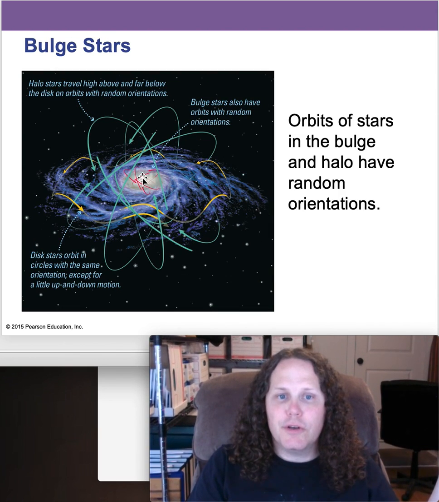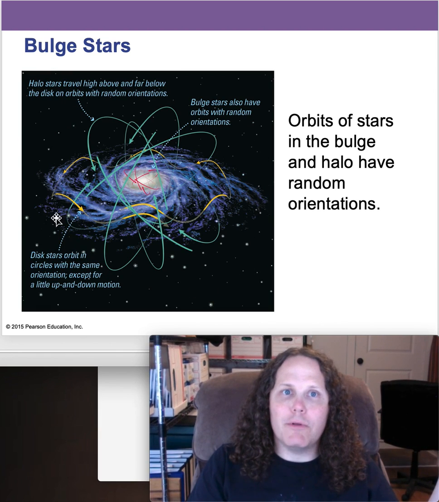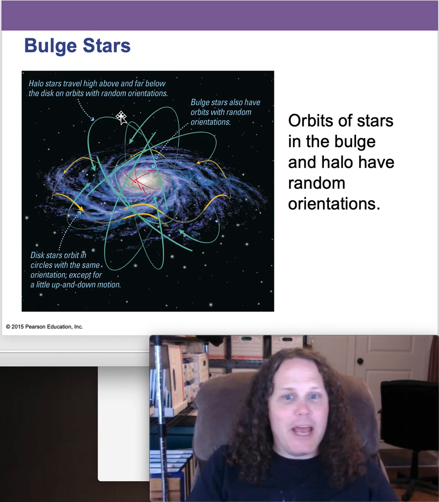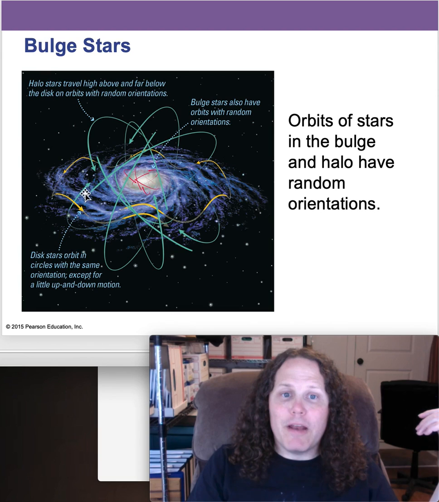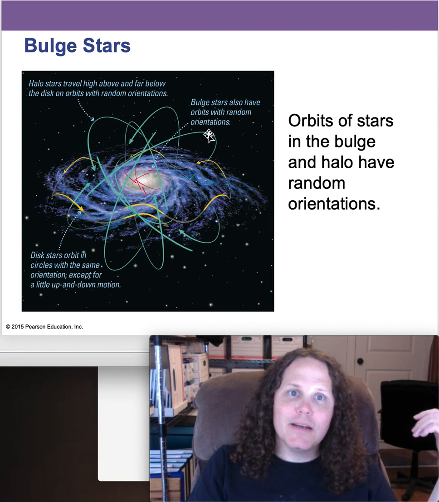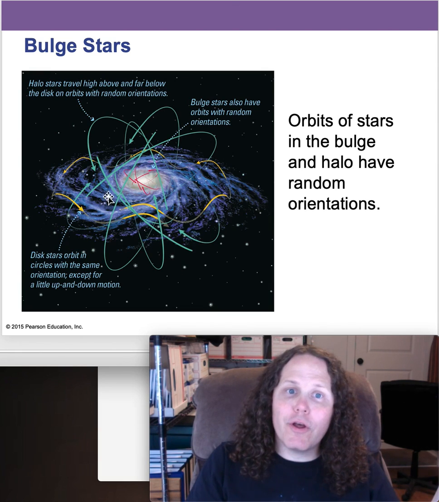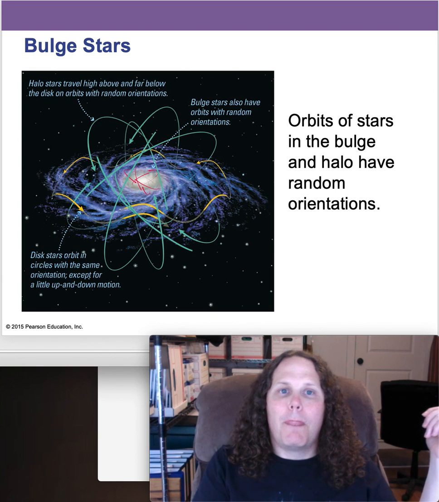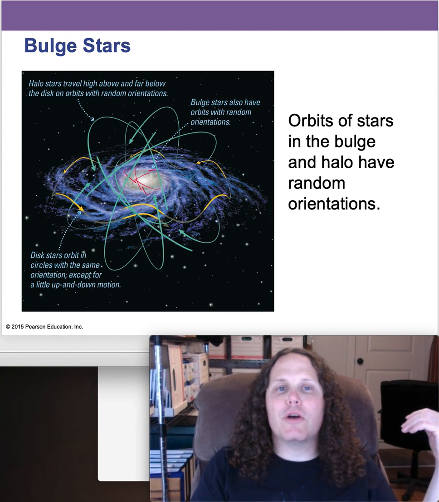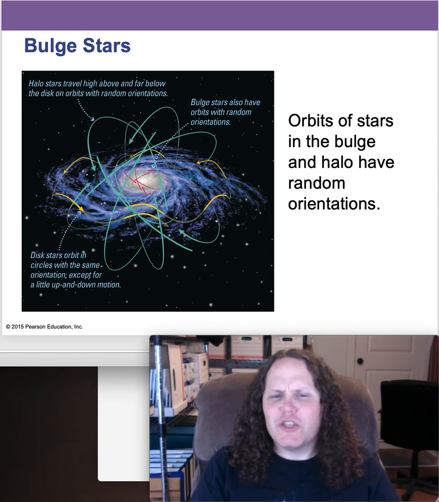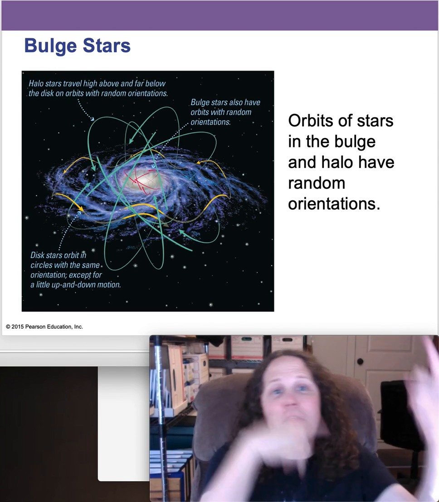Bulge stars here and halo stars, globular clusters, do not orbit in the plane of the disk in general. Their orbits have random orientations. Some orbit 30 degrees from the disk, some will orbit 90 degrees from the disk, and some orbit backward. So the stars in the bulge orbit in random orientations. And that's why the bulge is so much thicker than the disk. The stars orbit the bulge in random orientations like billions of moths buzzing around a lamp.